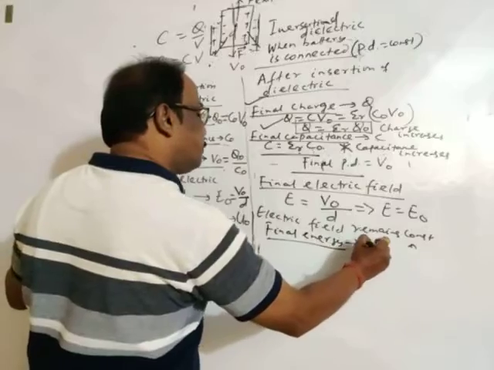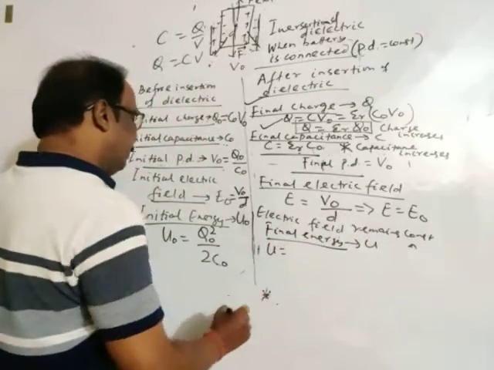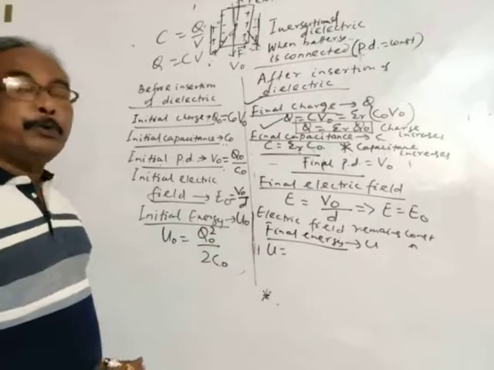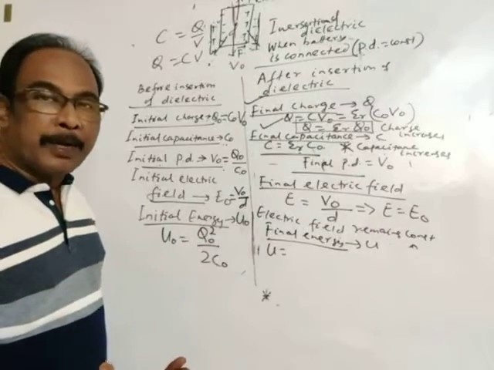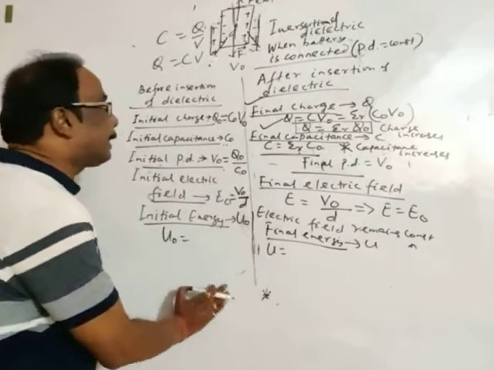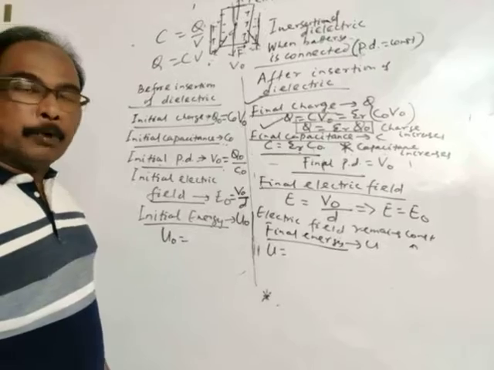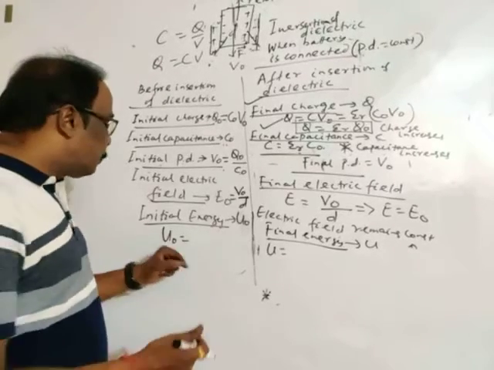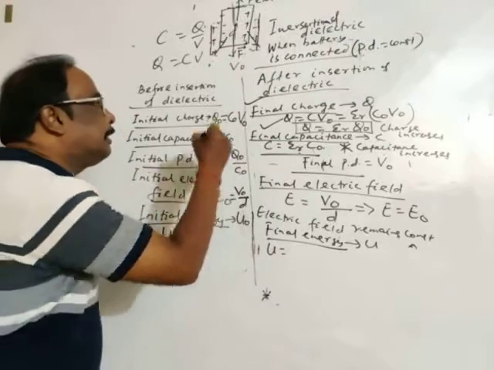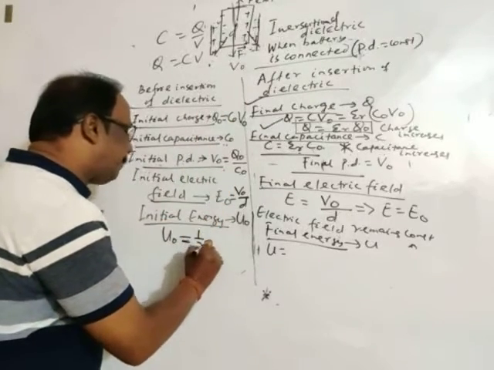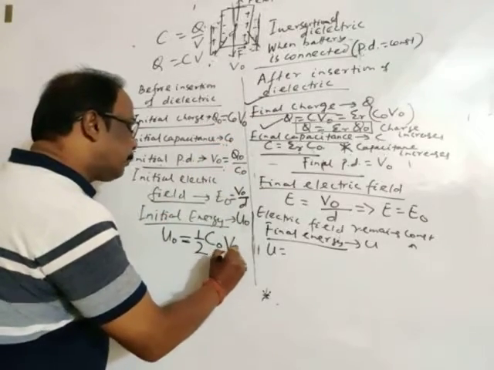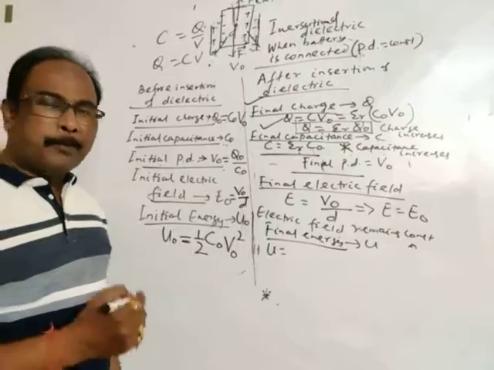Let the final energy be U. In the previous case we took the energy as Q square by 2C, because if the battery is removed, the charge remains the same. But here the battery is connected, so the potential difference remains constant, and the expression for the initial energy in terms of potential is half CV square. Initial capacitance is C naught, initial potential difference is V naught, so half C naught V naught square.